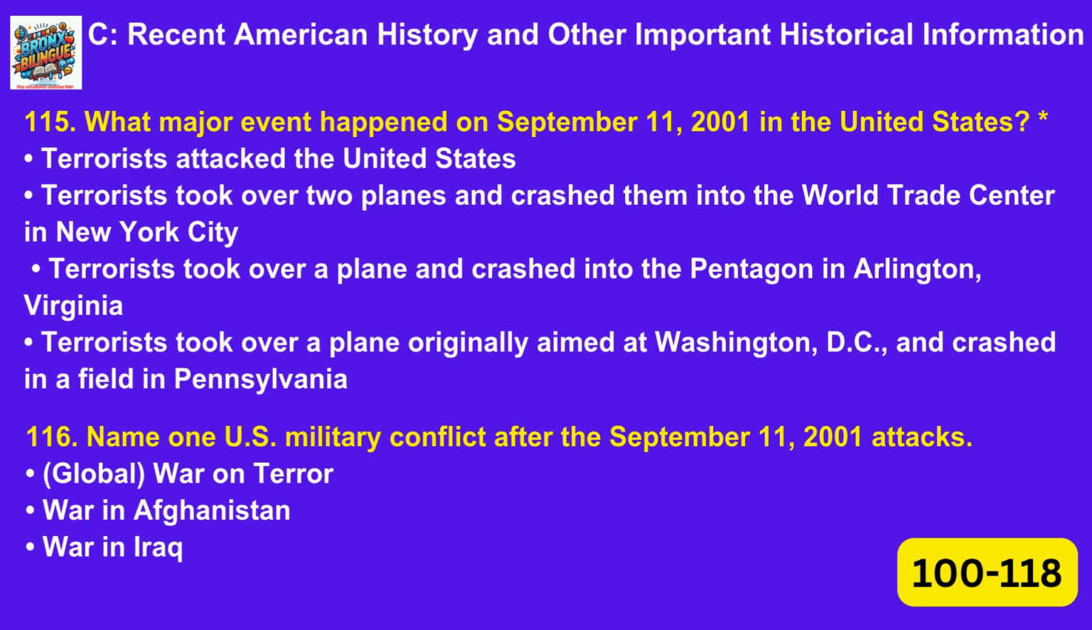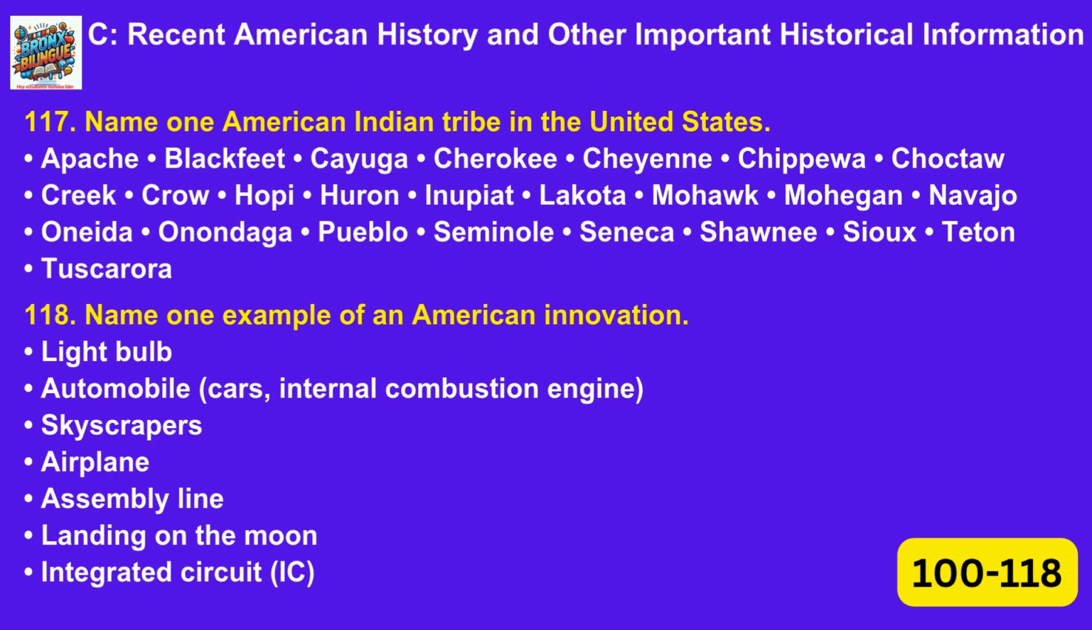115. What major event happened on September 11, 2001 in the United States? Terrorists attacked the United States. Terrorists took over 2 planes and crashed them into the World Trade Center in New York City. Terrorists took over a plane and crashed into the Pentagon in Arlington, Virginia. Terrorists took over a plane originally aimed at Washington, D.C., and crashed in a field in Pennsylvania. 116. Name one U.S. military conflict after the September 11, 2001 attacks. War on Terror. War in Afghanistan. War in Iraq.